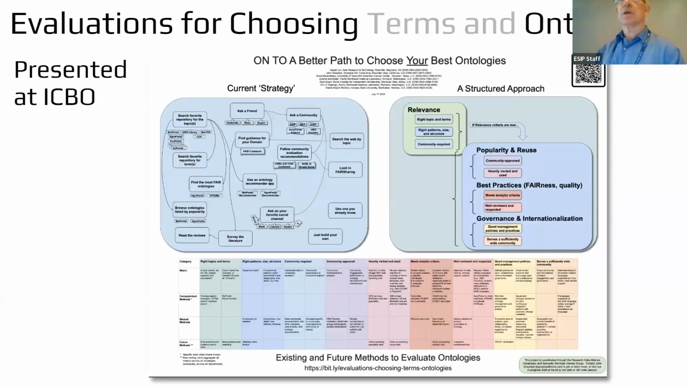And then Azia Lin presented a poster that we did a few weeks ago and presented at ICFO that was about choosing ontologies.